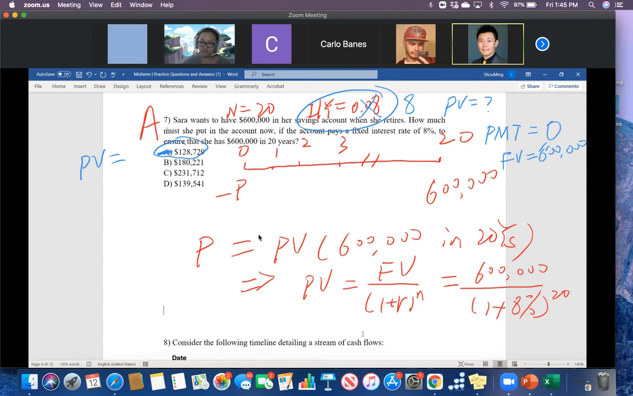Why is this positive? See, the 600,000 is positive because it's a future cash inflow from the bank to you. A lot of the time, like in Excel, it works in a two-step way: you have to find the present value, and so it's a future value. Cash inflow is positive.